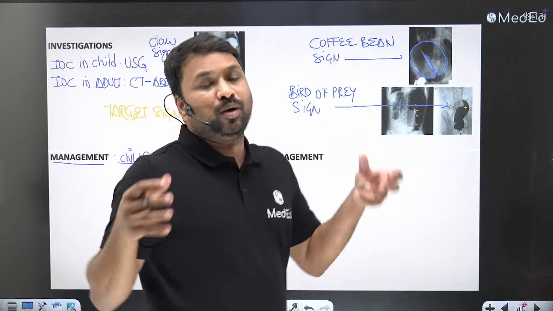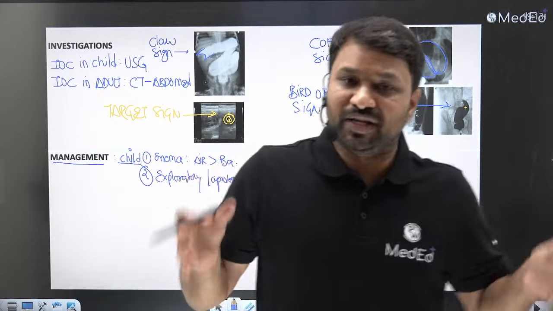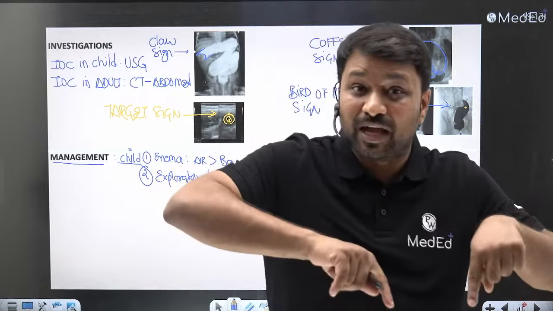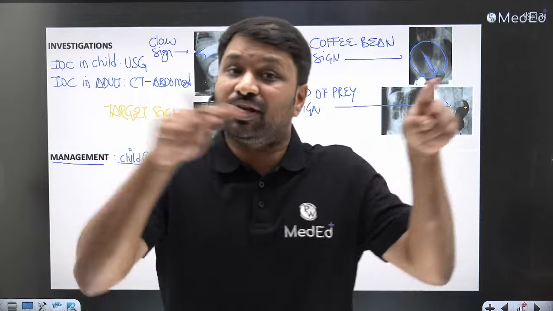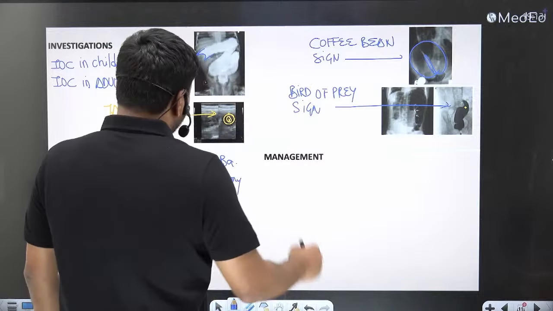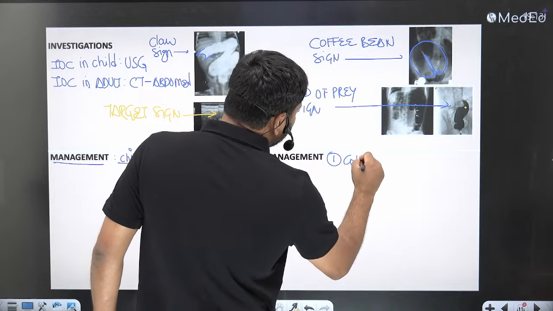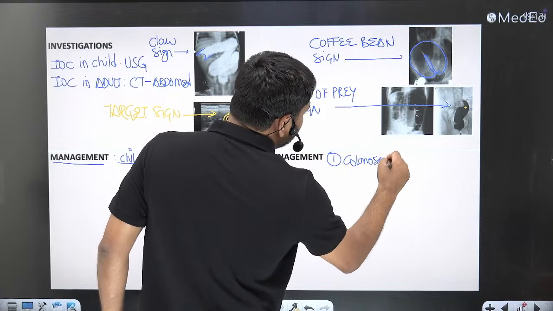Milk the segment out. See if the segment is viable. If it is not viable, you have to do a resection anastomosis. If it is viable, look for lead point. If there's Meckel's diverticulum, go with resection anastomosis. In the volvulus, step number one is try a colonoscopic detorsion.